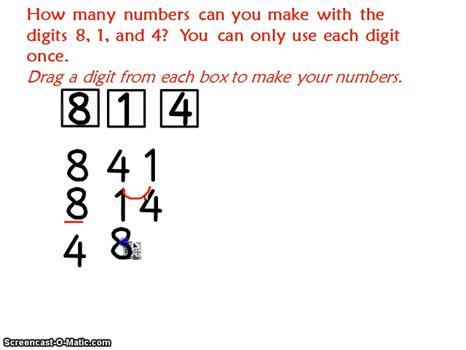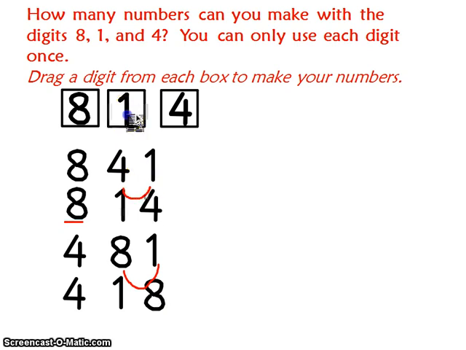So I'll move an 8 to the tens and a 1 to the ones. So now all I need to do is switch my tens and my ones again. Okay, so I'm going to keep my hundreds. So I have 4 hundreds. Now I'm going to switch my tens and my ones around. So now I have the number 418. Can I make any other numbers with a 4 in the hundreds place? No. So now I'm going to move my 1 into the hundreds place.